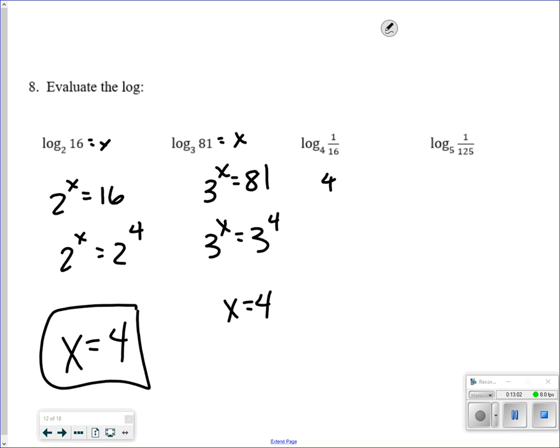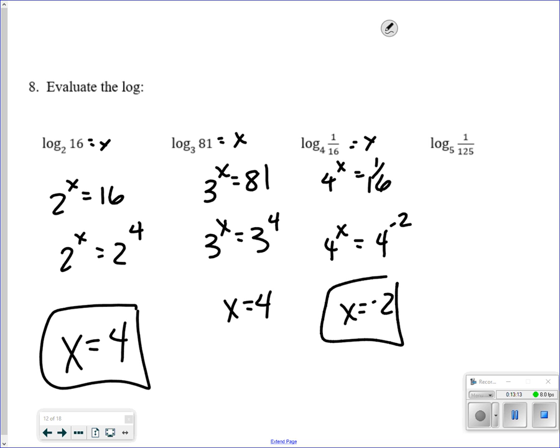It gets a little more complicated when you start dealing with fractions. So 1/16 is 4 to the -2nd power, which means x has to be -2. And the last one, 1/25 is 5 to the -3rd power.